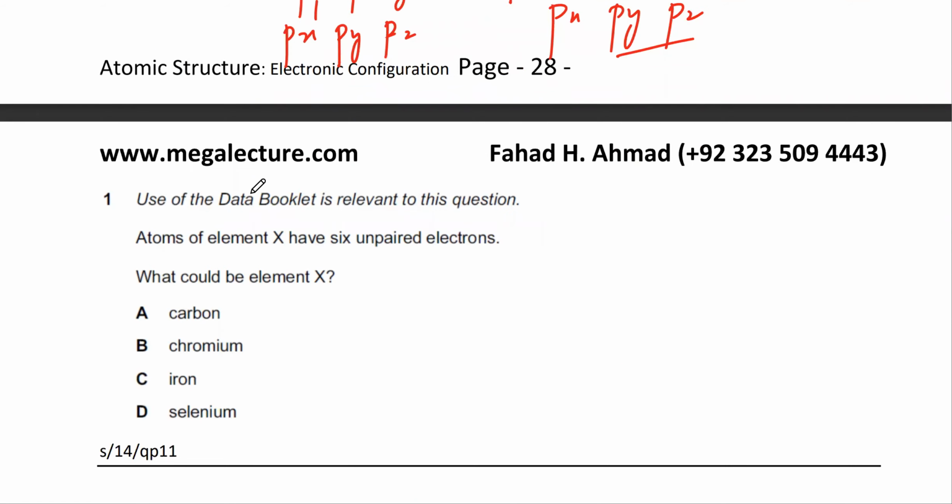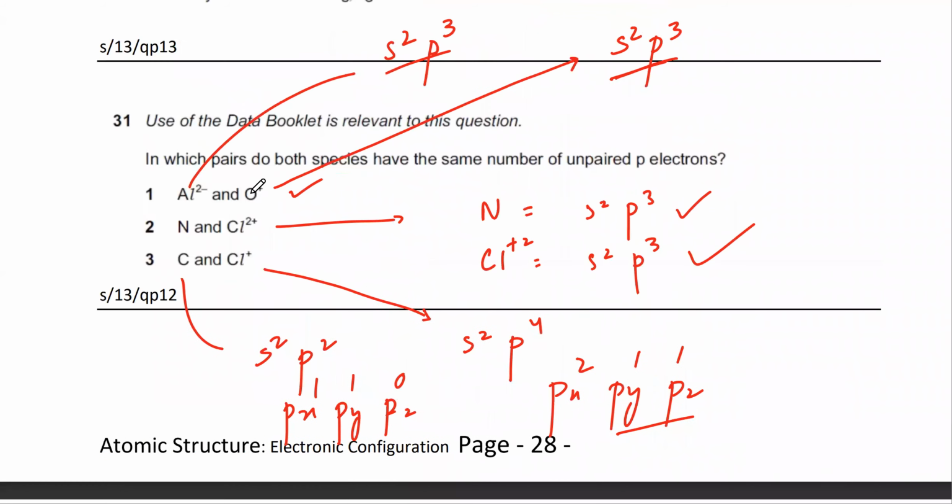Okay, so unpaired means 1 electron in an orbital. Unpaired means there's only 1 electron, I mean, there's no pairing. If something is empty, that means it doesn't exist. It has no existence. Like there's nothing there.